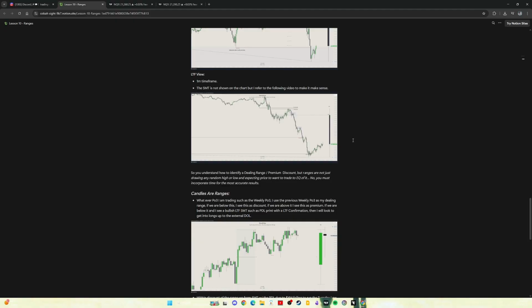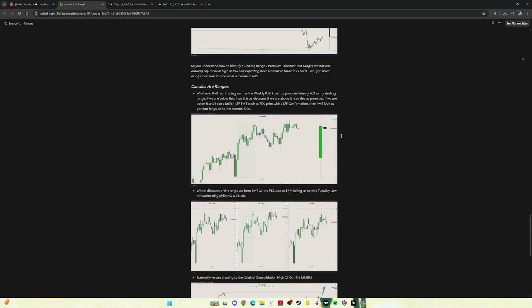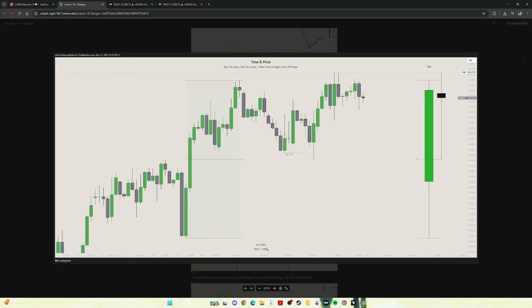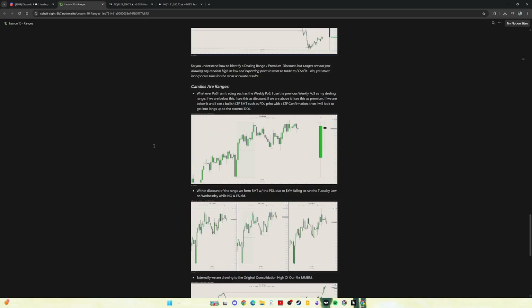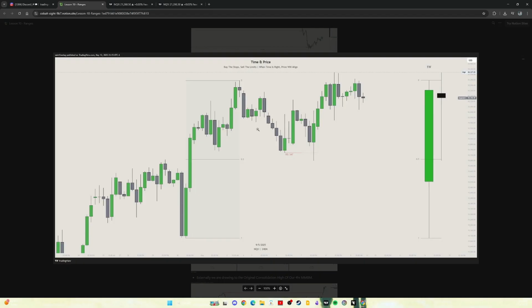They are significant. So whatever power three I am trading, and we're going to use a reference from last week with the weekly power three, such as the weekly power three, I use the previous weekly power three as my dealing range.